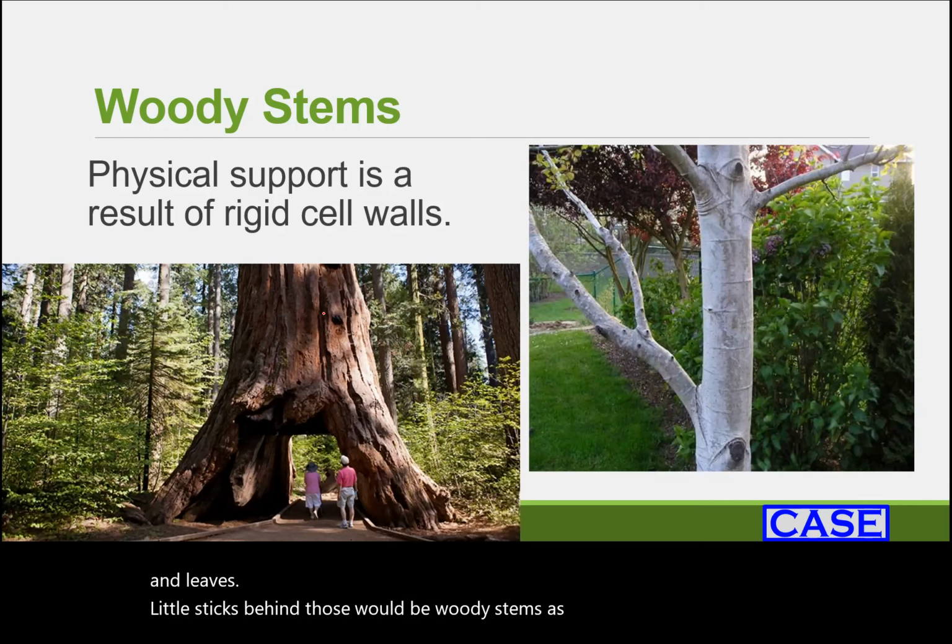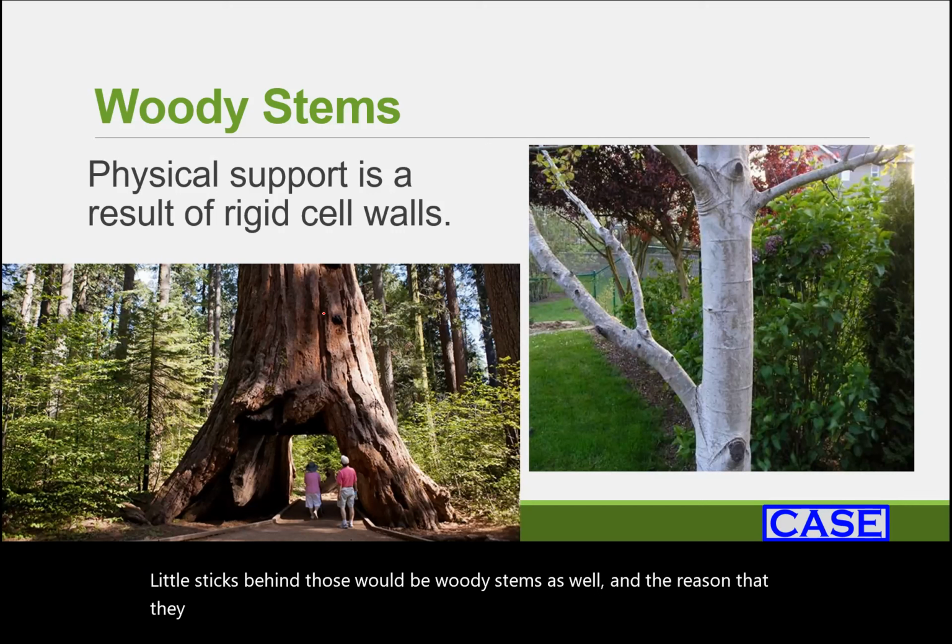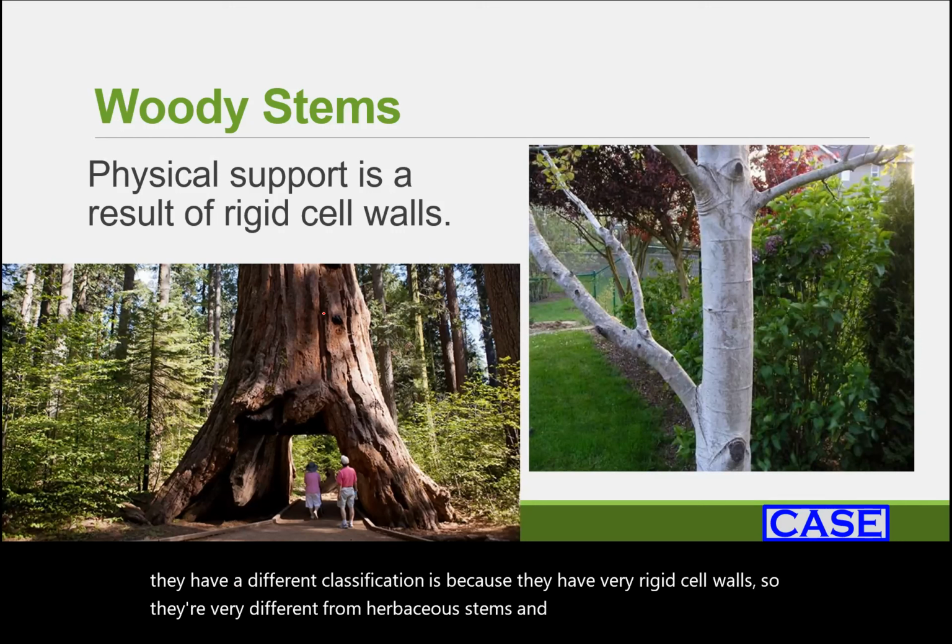And the reason that they have a different classification is because they have very rigid cell walls. So they're very different from herbaceous stems. And so we'll talk a lot about trees in the next couple of days because we're going to take a look at what makes their stems so unique.